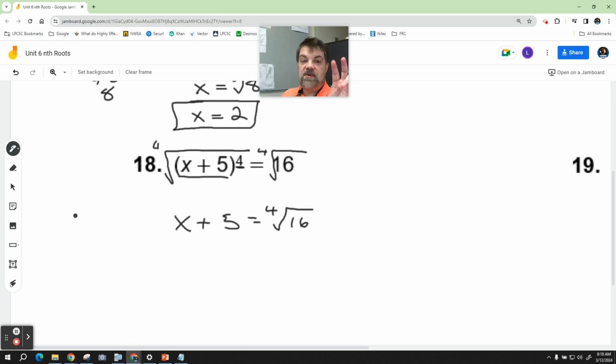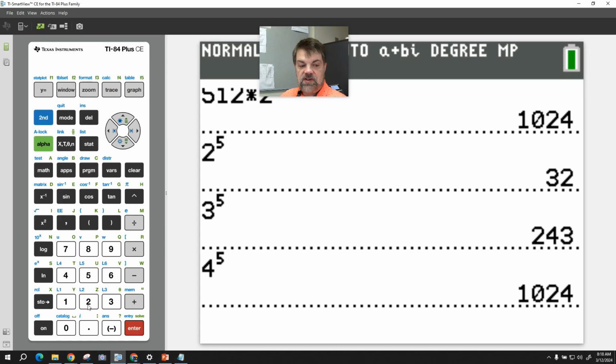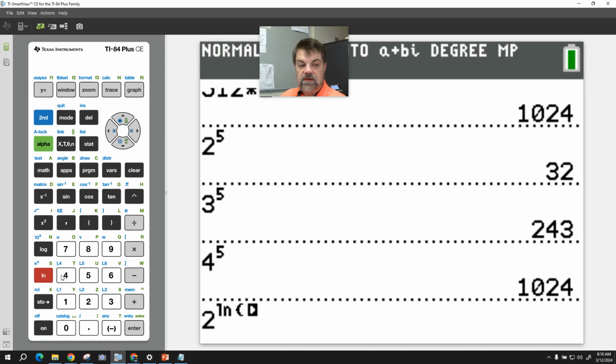Yeah, I see a lot of people kind of doing this too. But let's double check. 2 to the 4th power is equal to 2 times 2 times 2 times 2, 2 times 2, 2 times 2, 4 times 4. It does equal 16. Also on your calculator, if you haven't memorized these numbers yet, you just start with 2 raised to the 4th.